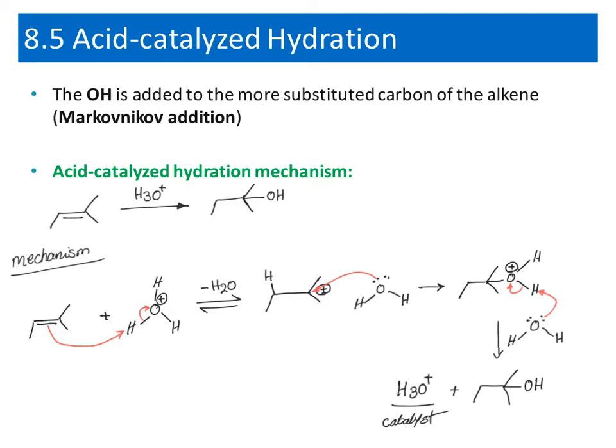Now this carbon is not a chiral carbon, so we don't need to show stereochemistry here. However, if it was a chiral carbon, we have to show wedge and dash to show the racemic mixture of product.